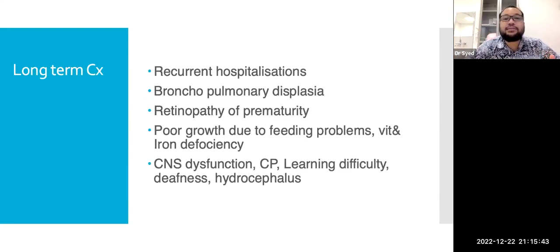For long-term complications, they are at more risk of recurrent hospitalization. The more premature the baby, usually the longer the hospitalization and more recurrent hospitalization as well. They are at more risk of developing BPD, chronic lung disease, retinopathy of prematurity, and poor growth and feeding problems. Prematurity is among the known risk factors for cerebral palsy, learning problems, autism and so on and so forth.